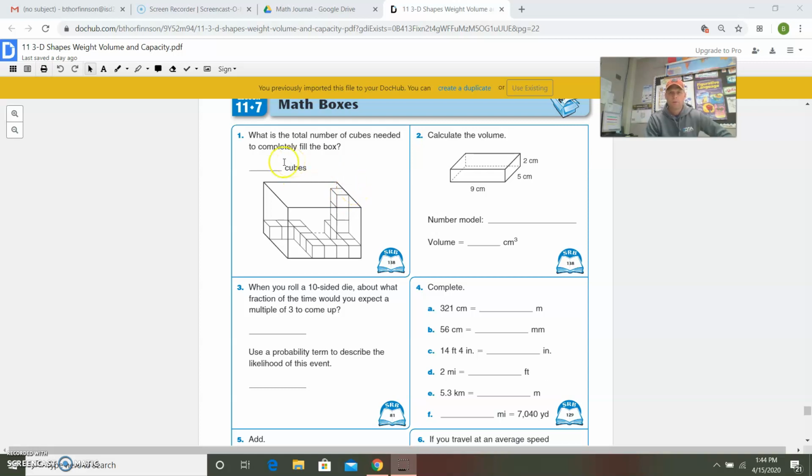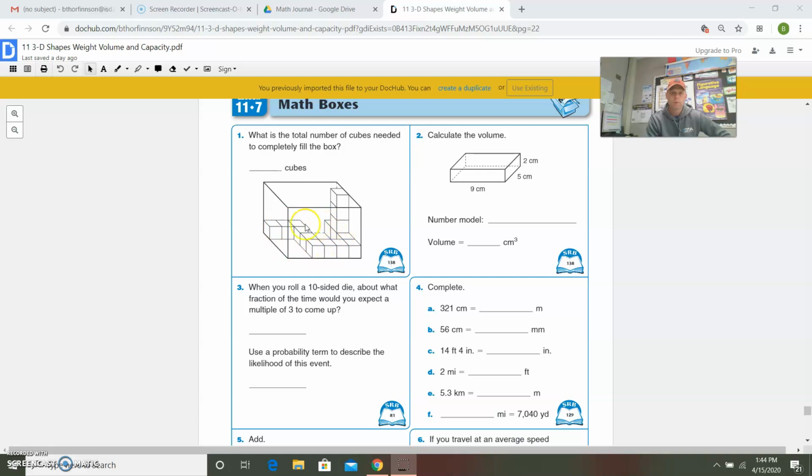What is the total number of cubes needed to completely fill the box? Remember, we need to find the area of the base. Base times height gives us the area. 1, 2, 3, 4, 5, 6, so it's 6 going across. And from the front to the back, we have 1, 2, 3, 4. So 6 times 4 is 24. That's the area of the base.